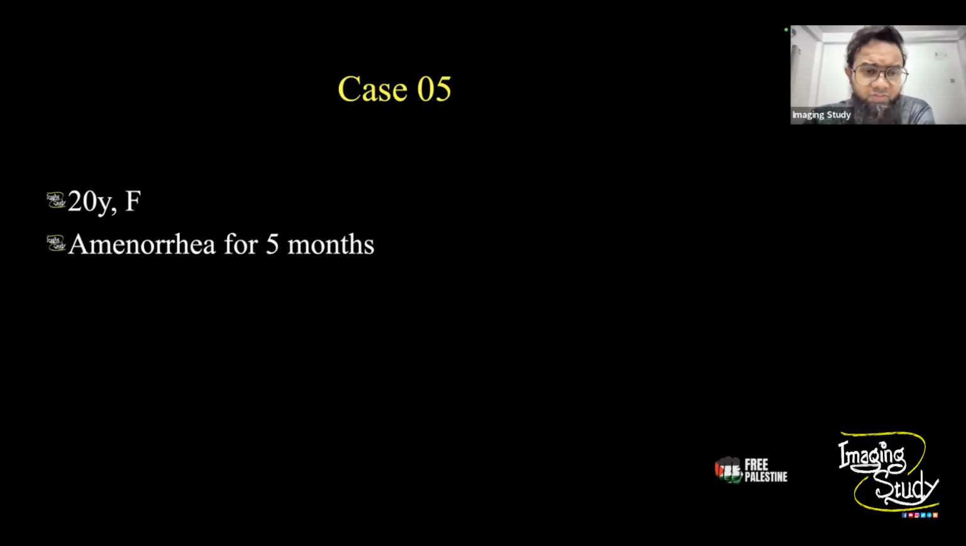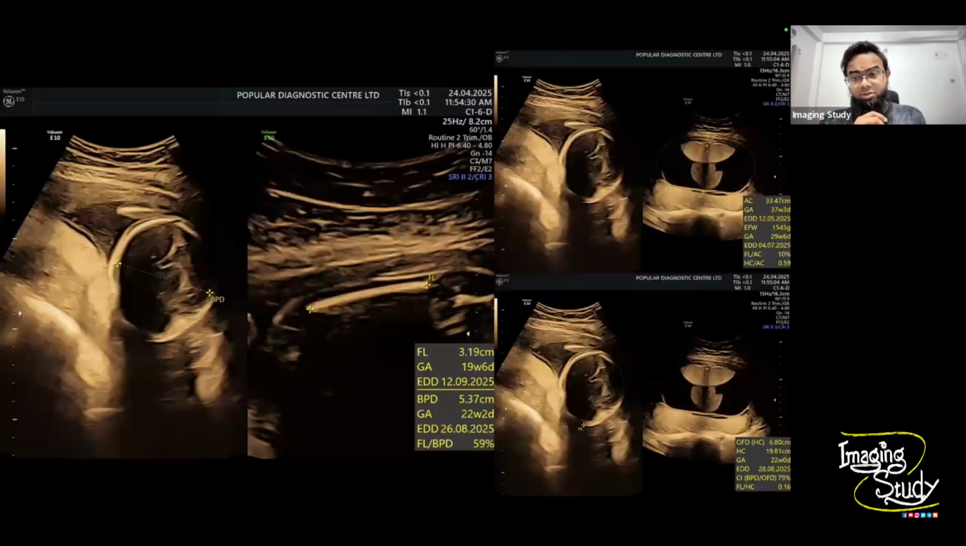This is a 20-year-old female patient who came with amenorrhea for 5 months. She came for a congenital anomaly scan. There was no previous scan after 8 weeks of gestation. She just checked whether the baby was alive or dead at 8 weeks, and now came for the anomaly scan. I was a little bit confused because this patient should have had at least a single scan in between this long journey. Anyway, let's see what we have got on ultrasound.